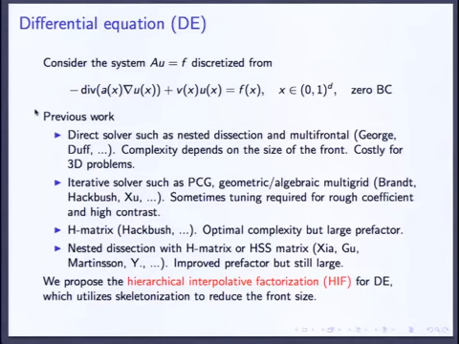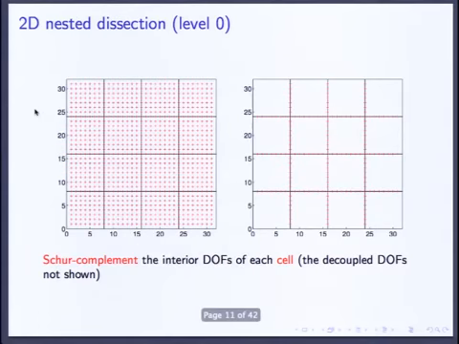But instead of having a large front, we will use scalarization to keep the front to a reasonable size. Okay. So to explain our methods, I need to go through the nested dissection method very quickly.